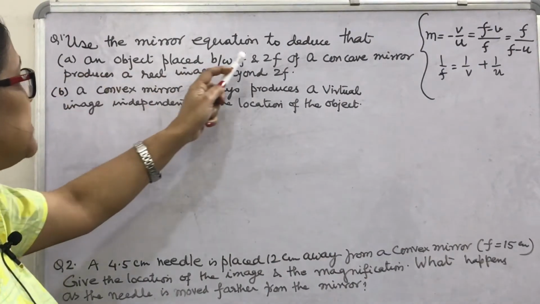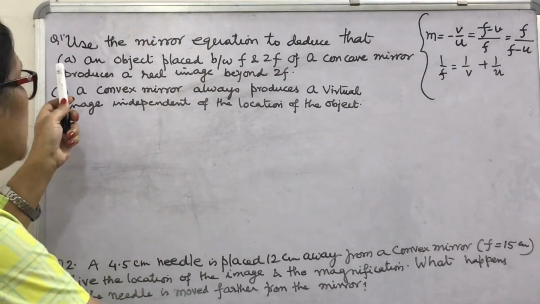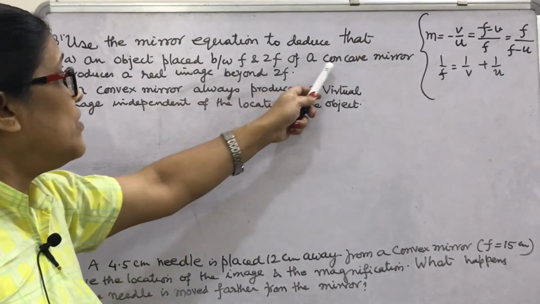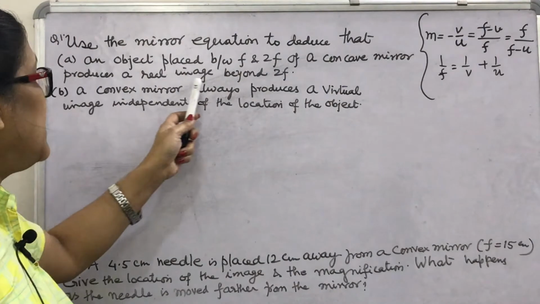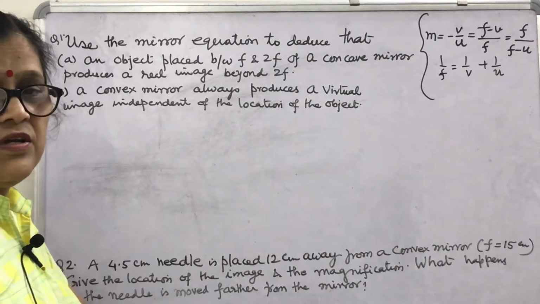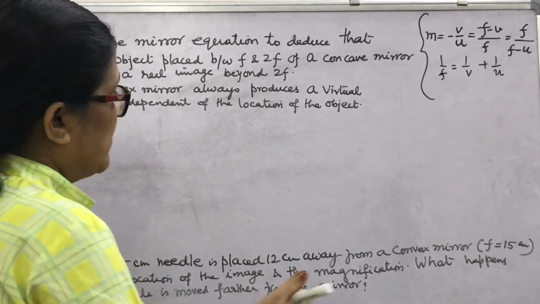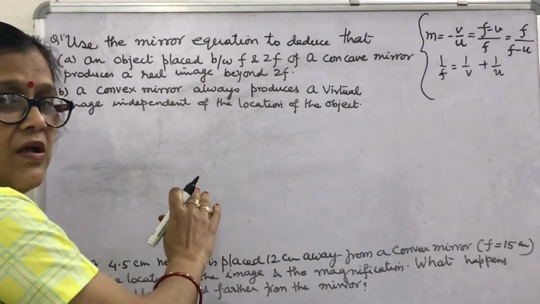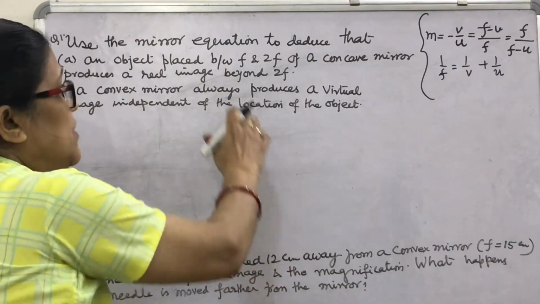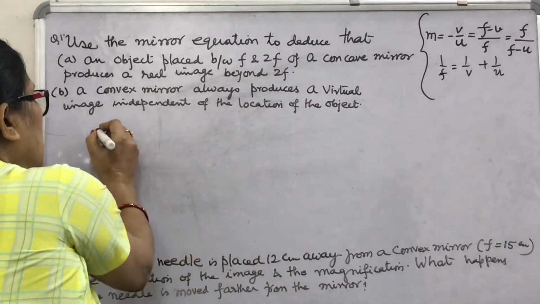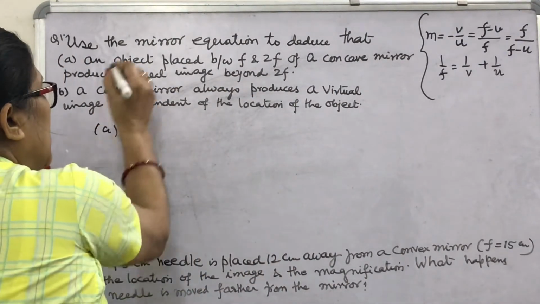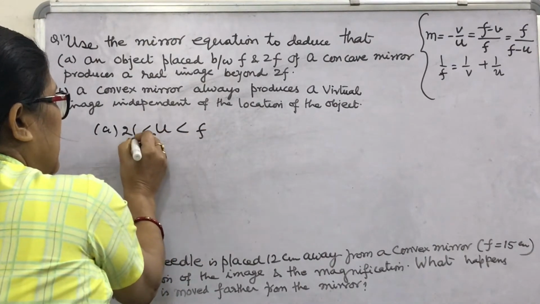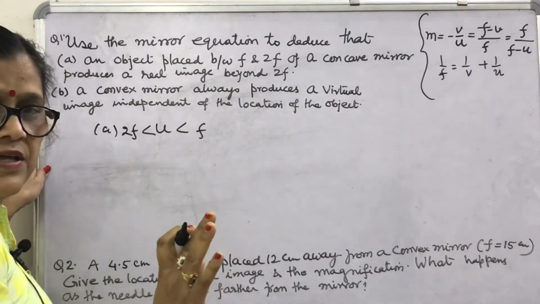Use the mirror equation to deduce that, for part A, an object placed between F and 2F of a concave mirror produces a real image beyond 2F. This we have seen by drawing the image formation, that the image is found beyond 2F. How? By using the mirror equation we can prove it. Look, for part A, it is given that U is between F and 2F. So you can write U in this way.